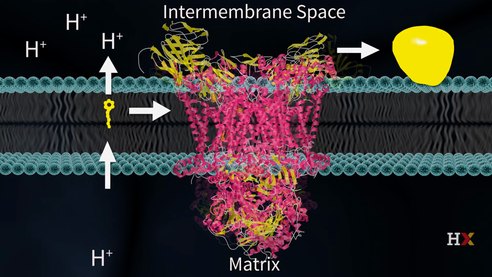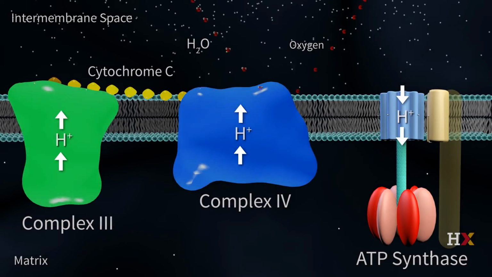Cytochrome C shuttles the electrons from complex 3 to complex 4, where these electrons will reduce oxygen, the final electron acceptor.